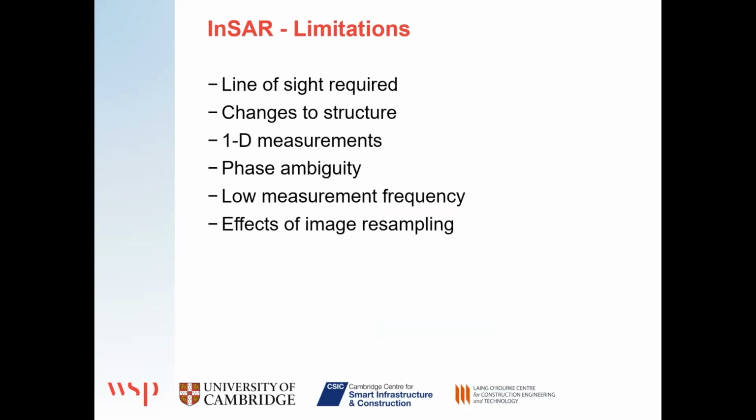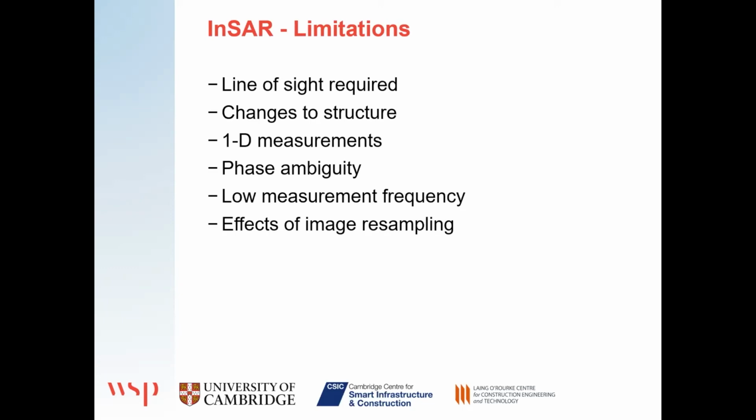If anything changes about the structure, so the reflective characteristics change, it's then very difficult to work out that you're looking at the same thing. So if your structure gets resurfaced, you can kind of lose your datum point. It's also only a one-dimensional measurement. It's the distance between the satellite and the structure.